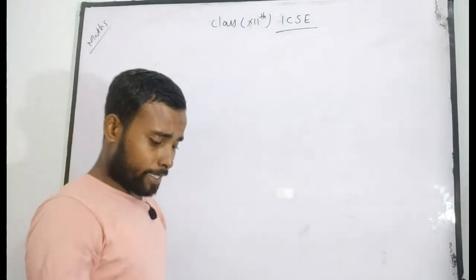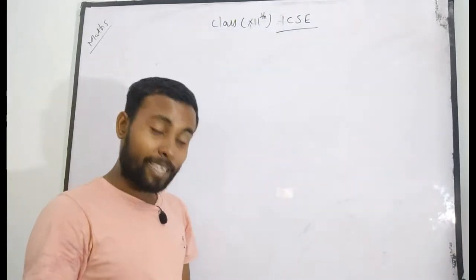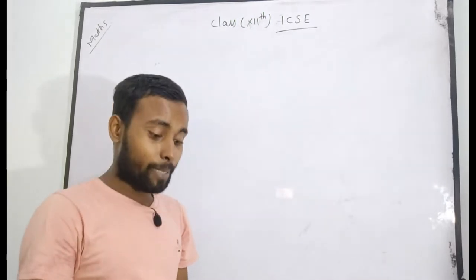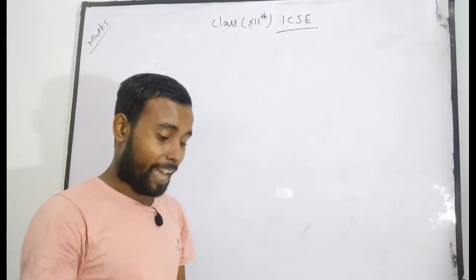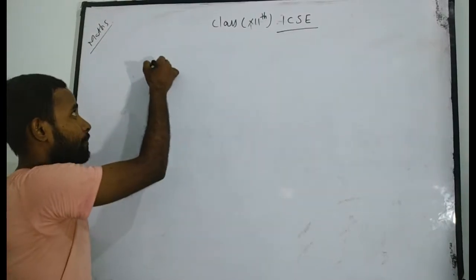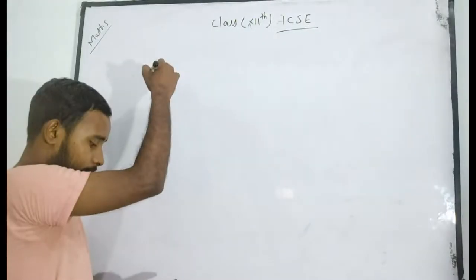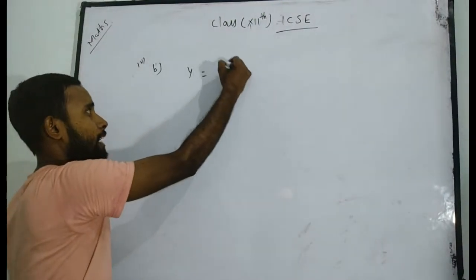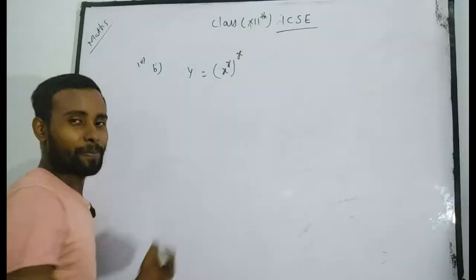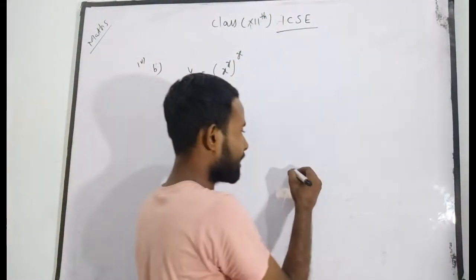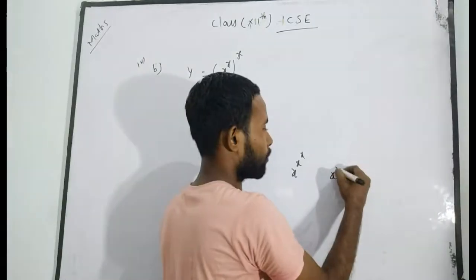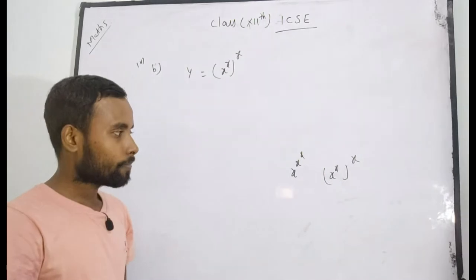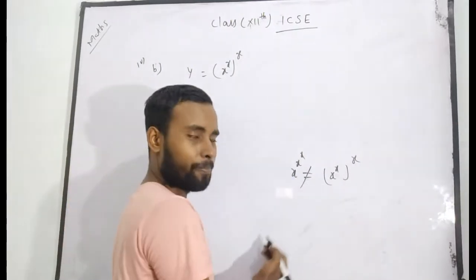Now again we take the next question for you, and it is very interesting. It only differs due to a bracket, and sometimes a student having no knowledge of it falls into trouble. It will be 4b. Here it is given y is equal to x to the power x, whole to the power x. I think there is a difference: x to the power x, whole to the power x. Both are quite different. Both will not be the same.